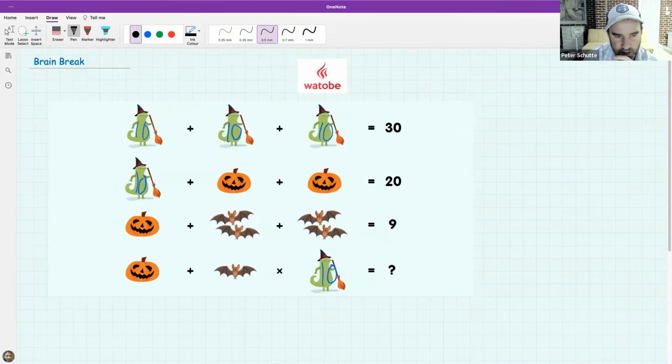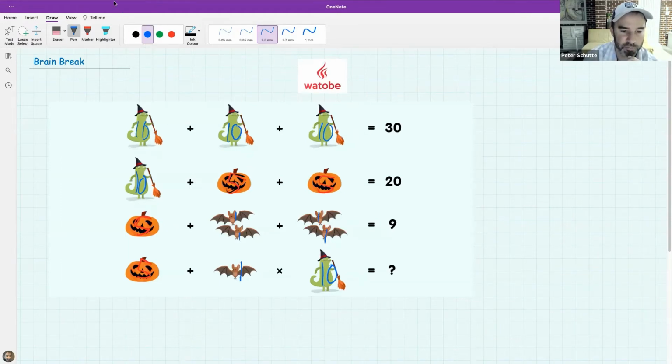So we have 10. Okay, our pumpkin must be 5. So has anybody got the answer yet? So pumpkins are 5. Now, because there's 2 bats here, this is going to be 1, 1, 1, 1. So who's got the final answer there?